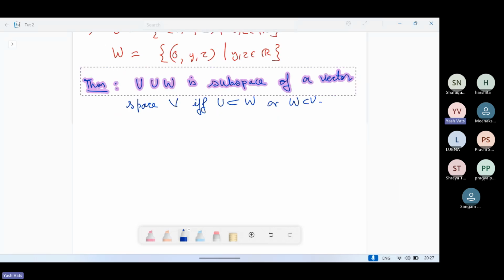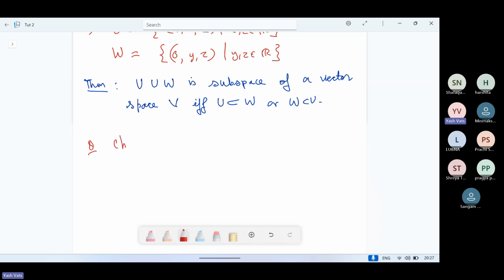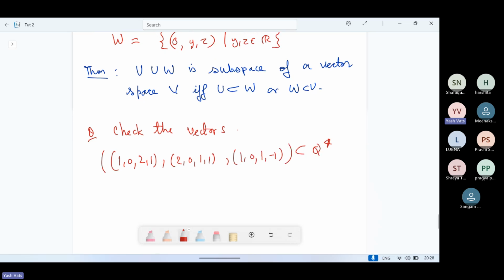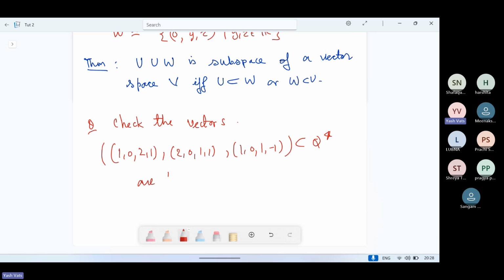Just check. So it's the question for you guys. Check whether the vectors 1021, 2011, 101 minus 1 contained in R4 are linearly independent or not.